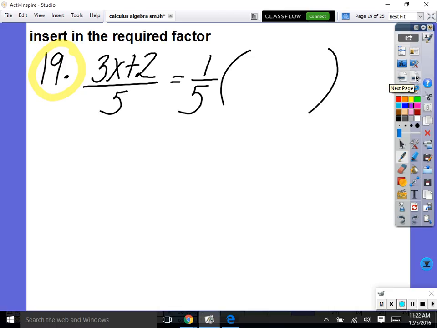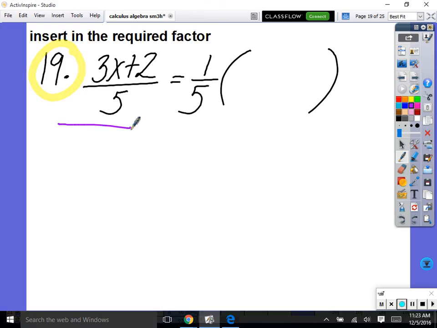Okay, number 19, let's go on to the next section here. I'm just going to make you do a few out of each section. 19, it says insert the required factor. I honestly think they should not even give you options. Notice they make it too easy on you. They give you a bunch of options. But I should just be able to look at this and be able to put in what I should insert. So what would make this equal?